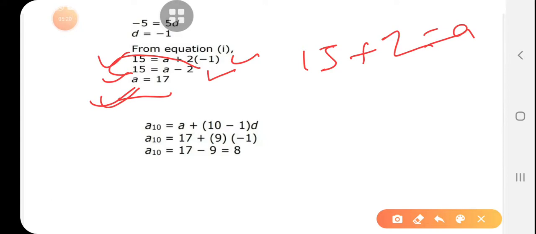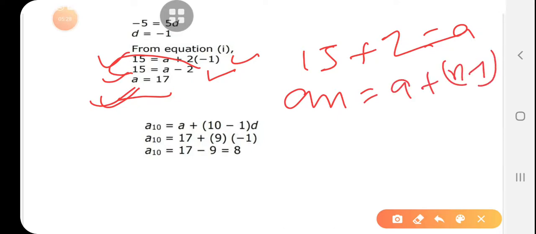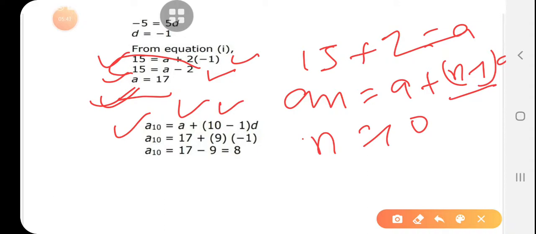Now we again use the formula for the nth term, that is an is equal to a plus (n minus 1) into d. Here just put the value of d and a. Since n is equal to 10, a10 will be a, the first term, plus (10 minus 1) into d.